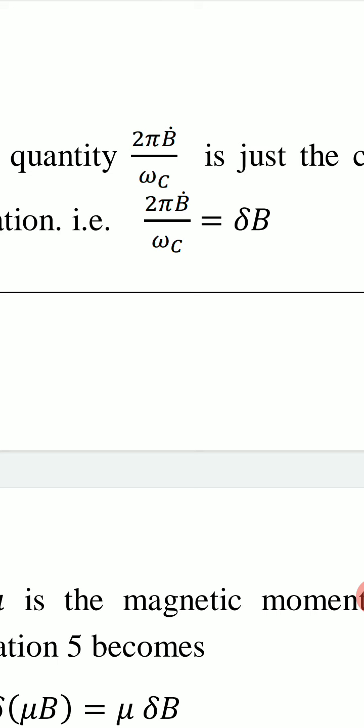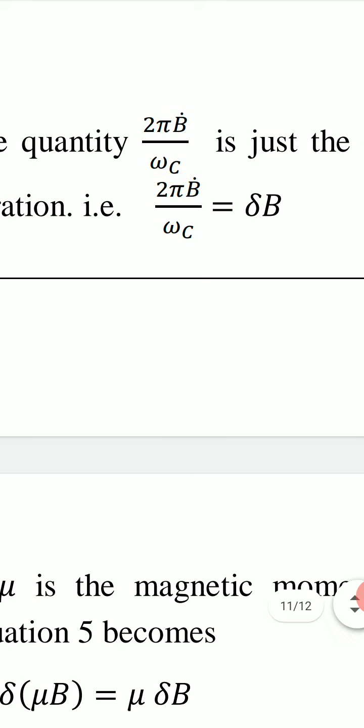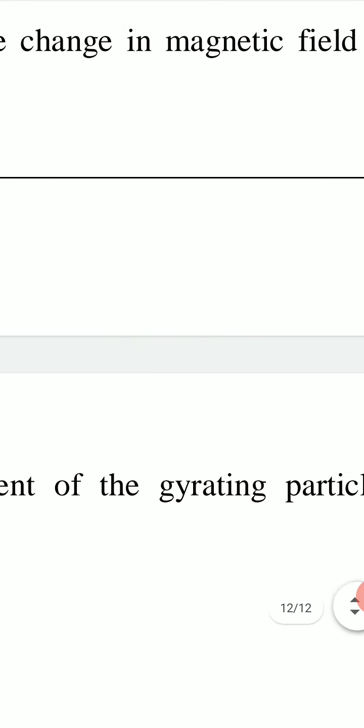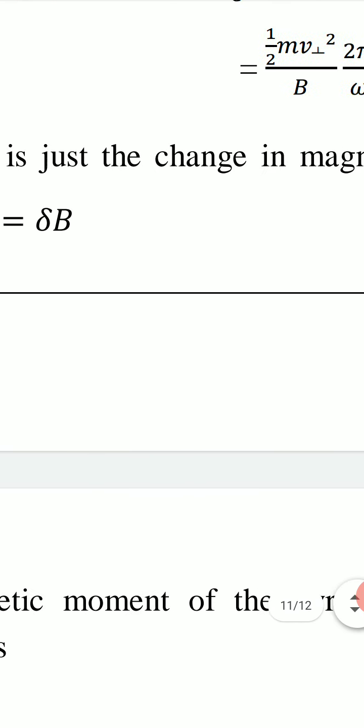And b dot is delta b upon delta t. B dot is the change in b per unit time, and if we multiply by this 2 pi upon omega c, that is the time period, then it is the change in b in one time period, that is, in one complete circular orbit. We write this change in b as delta b. So 2 pi b dot upon omega c will give delta b. It is the change in b during one period of gyration.